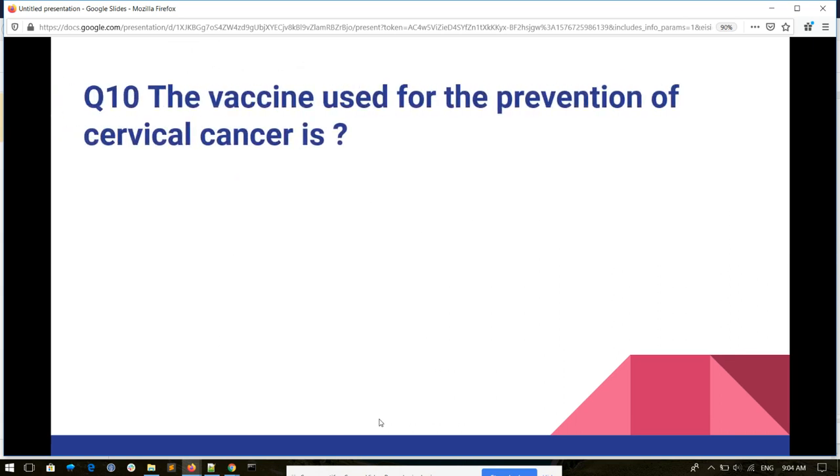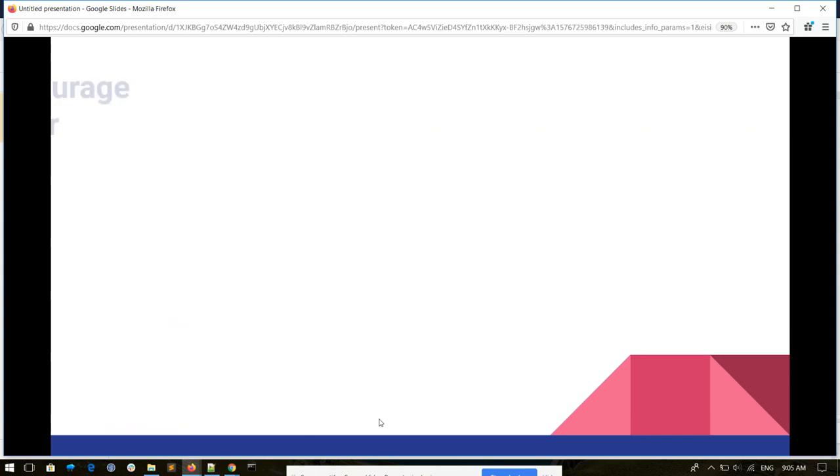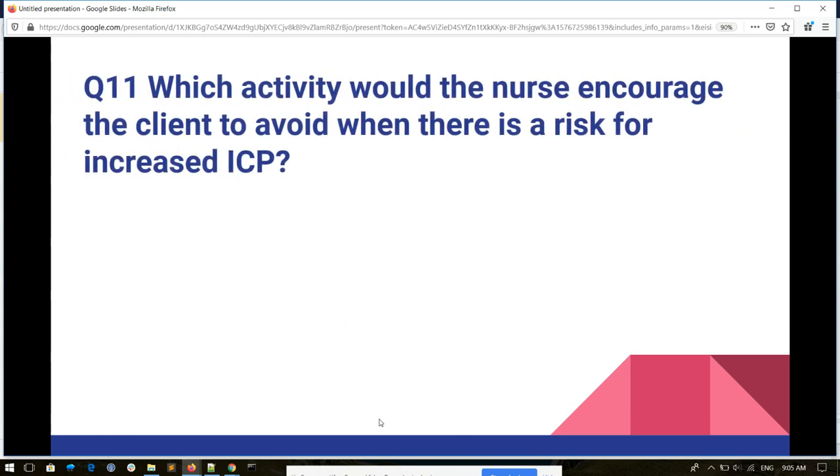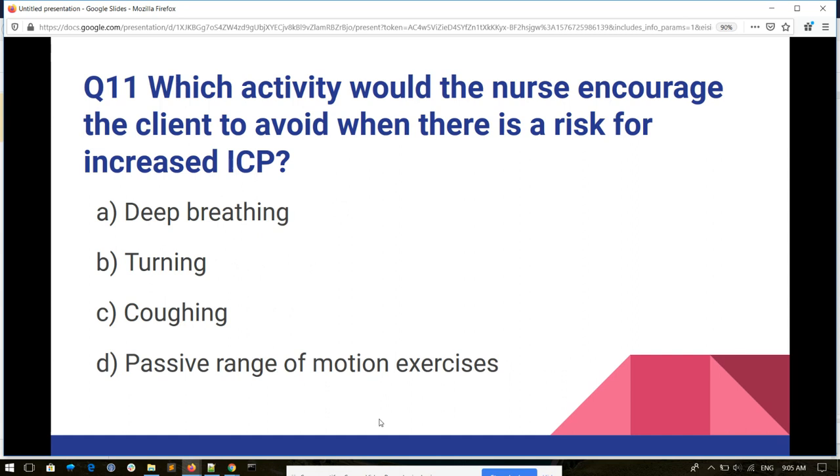Question number 10. The vaccine used for the prevention of cervical cancer is HPV, IgG, hepatitis B, and BCG. And its answer is HPV. Question number 11. Which activity would the nurse encourage the client to avoid when there is a risk of increased ICP? Deep breathing, turning, coughing, and passive range of motion exercises. And its answer is coughing.